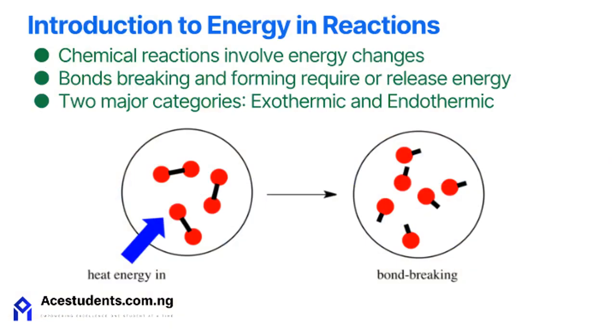Every chemical reaction involves energy changes. This happens because bonds in reactants must be broken and new bonds in products must be formed. Depending on the balance between energy absorbed and energy released, reactions can be exothermic or endothermic.